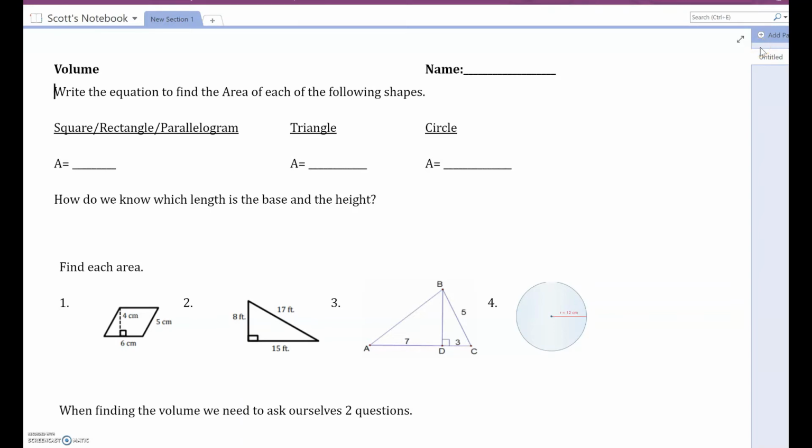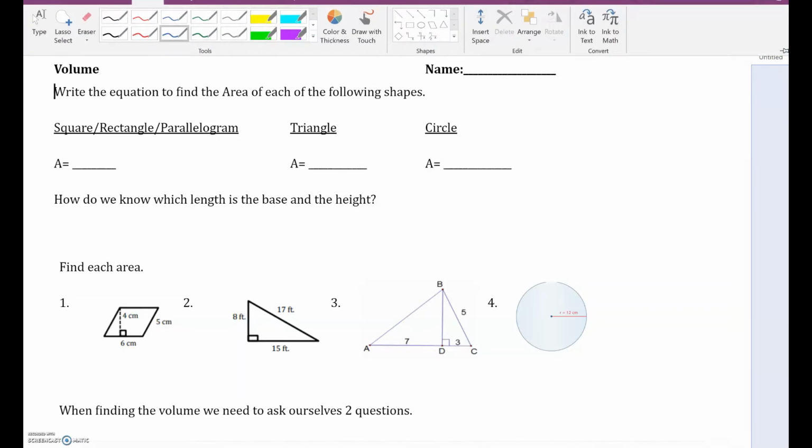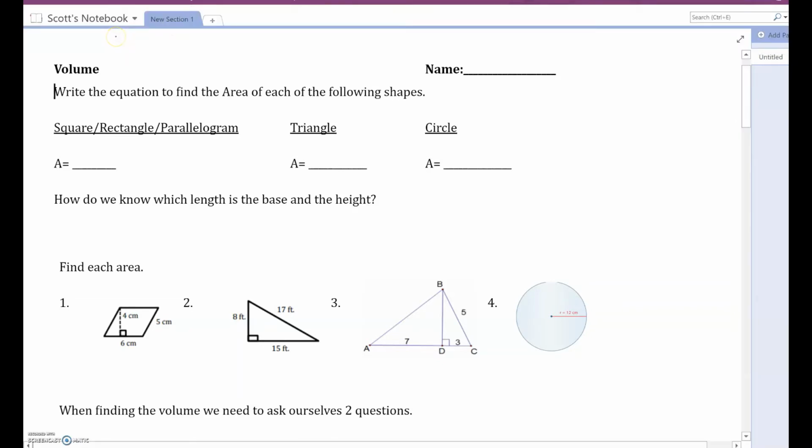Okay guys, we're going to start a unit on volume, but first we have to review a little bit on how to find the area of different figures. So any of these with a square, rectangular, or parallelogram is just area equals base times height. Triangle is 1/2 base times height, or base times height divided by 2. And a circle is pi r squared.